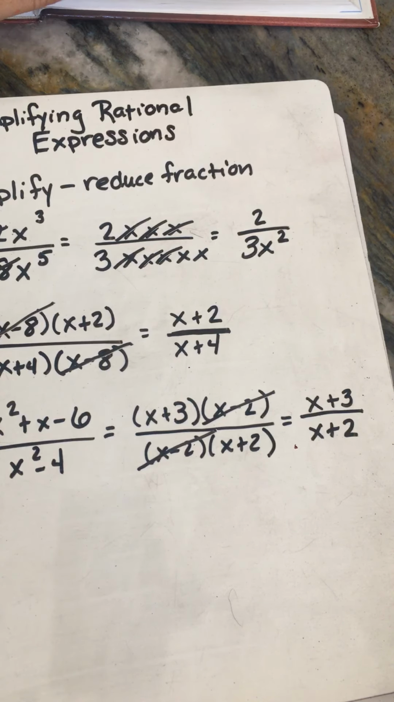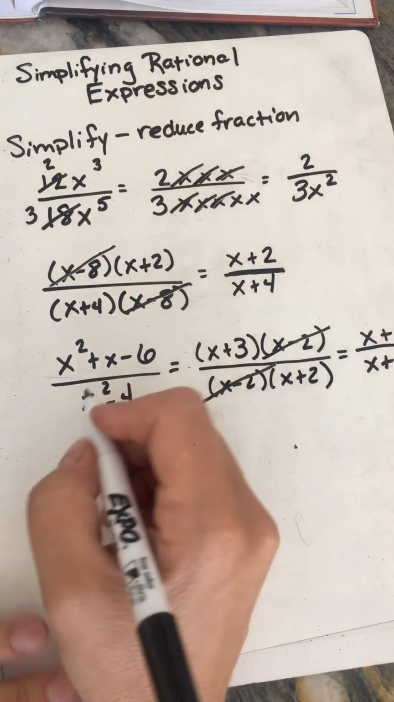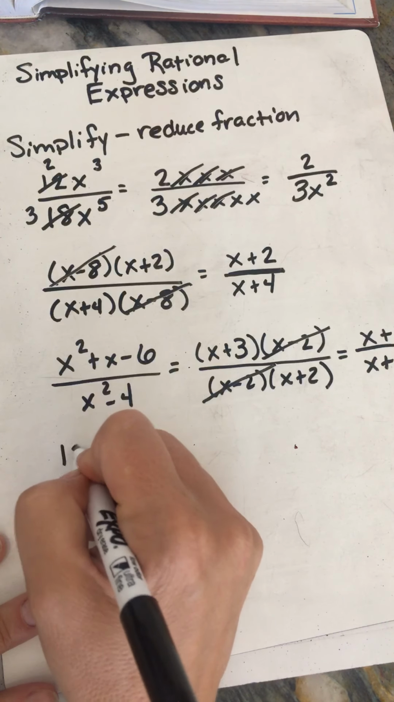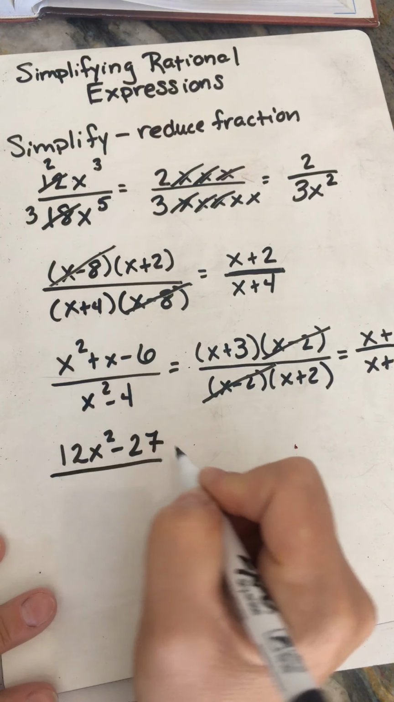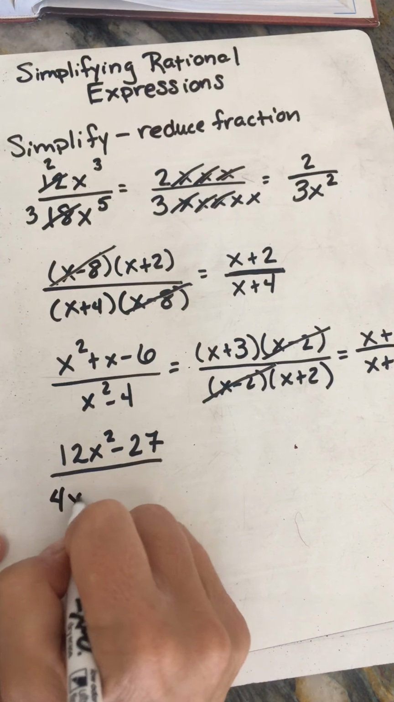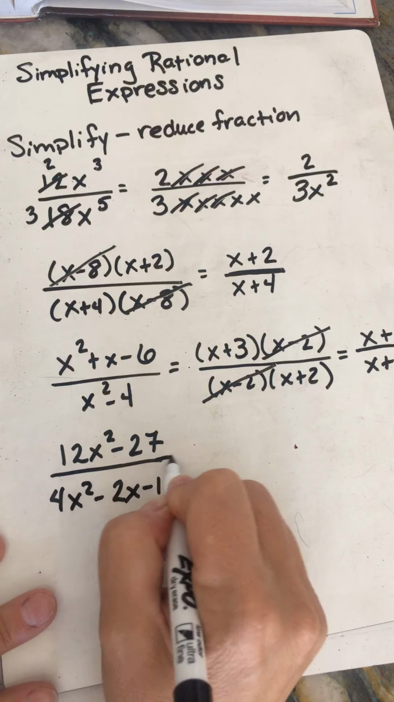Remember this? This is easy. So really this is just a factoring exercise and then division or reducing. All right, let's do one more because I think it'll be a good challenge for us. So here we go. Let's do the quantity 12x squared minus 27 divided by the quantity 4x squared minus 2x minus 12.